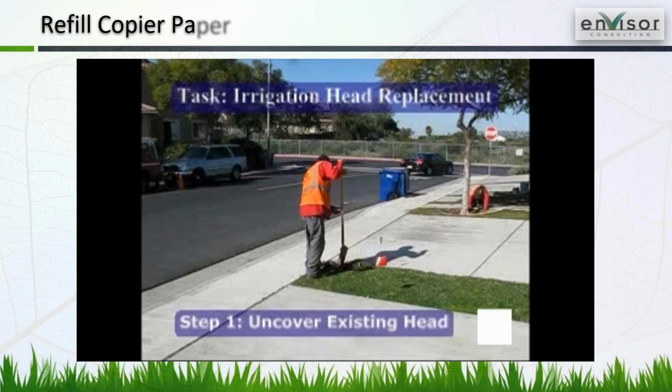Another example might be replacing an irrigation head. When you drive to the job site, you locate the head, you dig it up, you remove the old head, you throw it away, you install a new head, you put the dirt back in the hole, you tamp down the sod, you adjust and nozzle it up, and then you turn it on.